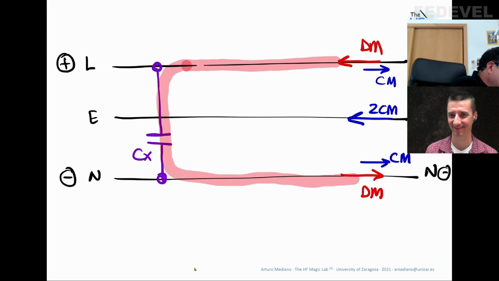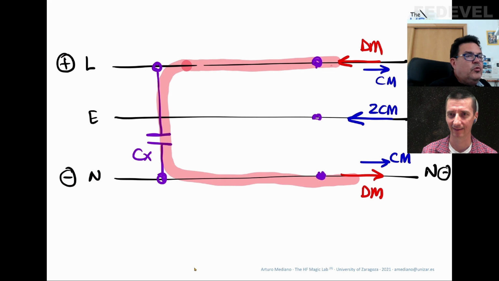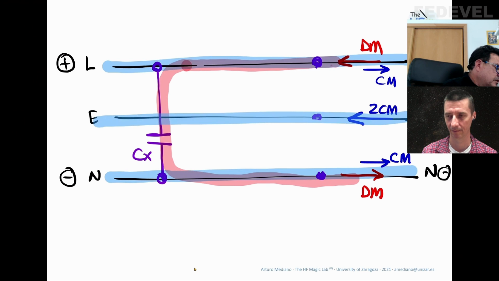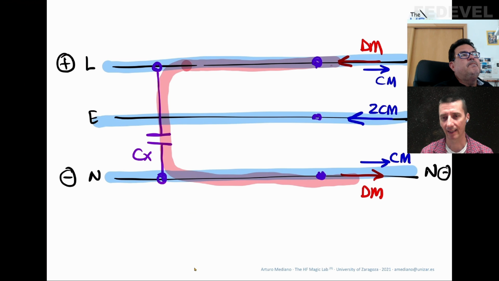But for common mode, let me consider that you have a lot of noise, and this noise is common mode. You put this capacitor, the X capacitor, and you think about the path of the common mode noise. Look at this, the common mode noise is going in this direction, and it's going in this direction, and it's returning in this direction. There is no possibility for the common mode to take the path of the X capacitor. So the common mode noise simply ignores the X capacitor.